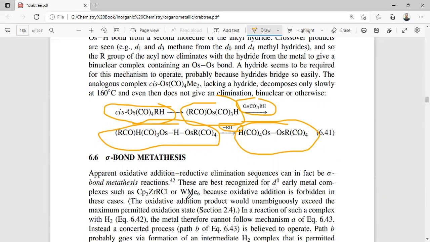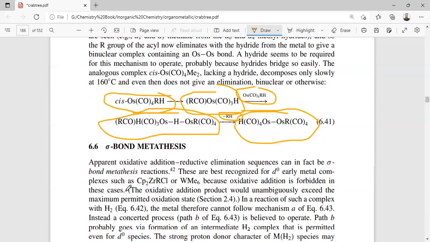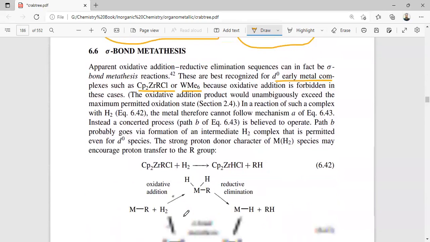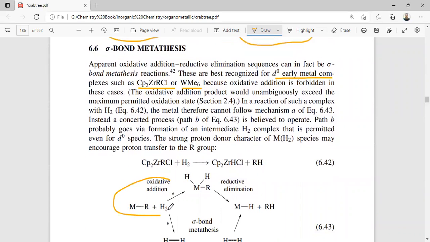So apart from the oxidative addition or reductive elimination sequence, in fact, the sigma bond metathesis reaction is best recognized for d0 early metal complexes such as Cp2ZrCl or tungsten Me6, because the oxidative addition is forbidden in this case. In such reactions, such complexes with H2 or methane therefore cannot follow mechanism A. They do not follow this mechanism.